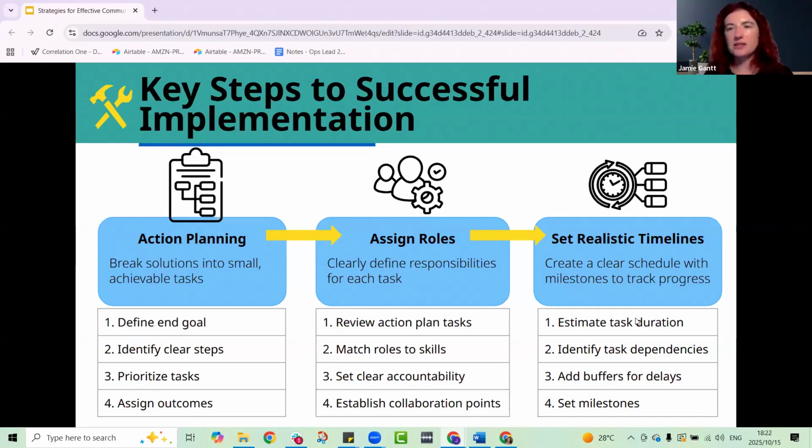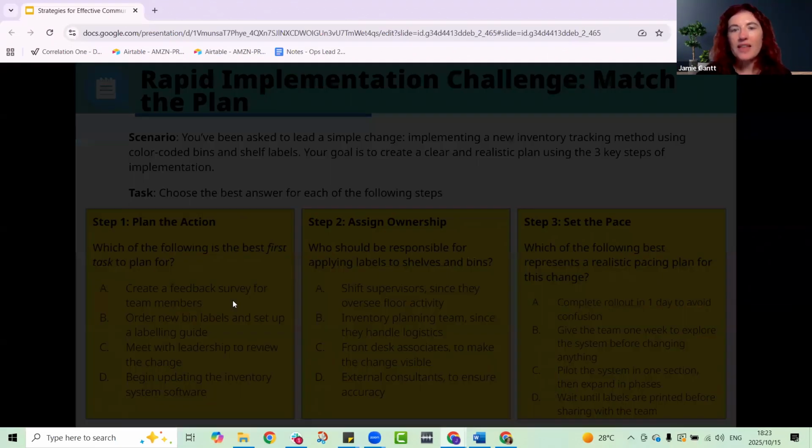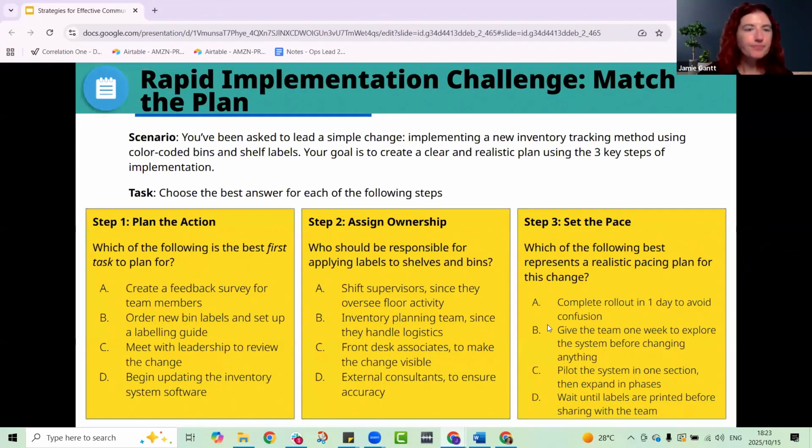And then you want to set those milestones so that you have tangible check-in points. So maybe every 2 weeks we check in and see, are the numbers going up or are they going down or are they staying the same? What's been happening on the floor that might impact that, right? Those kinds of things. And then you can make adjustments.